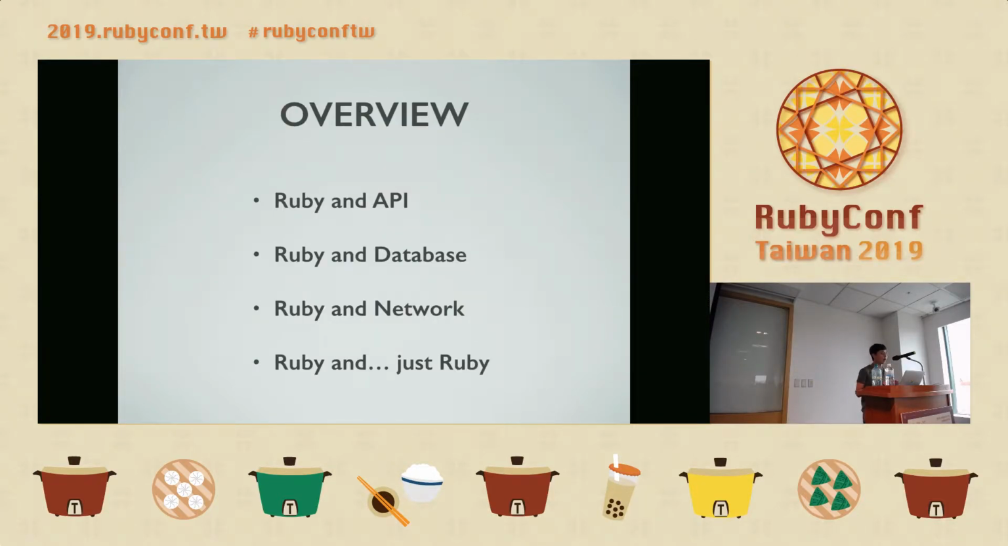There are a few topics I would like to cover today. Most of them are listed above, like working with Ruby with APIs, databases, and other network services. Of course, no matter how fast Ruby is, we still have to write it properly to make it reach its full potential. So talks about Ruby itself are also important.